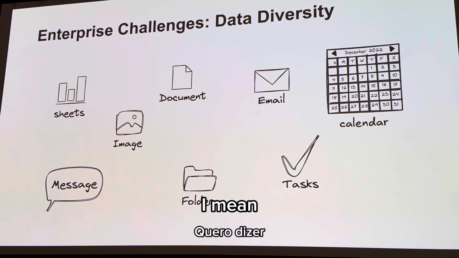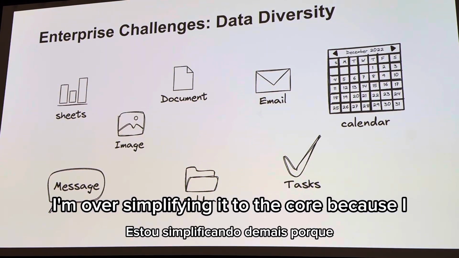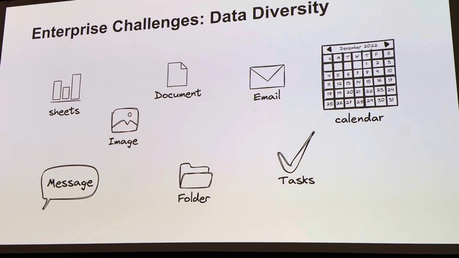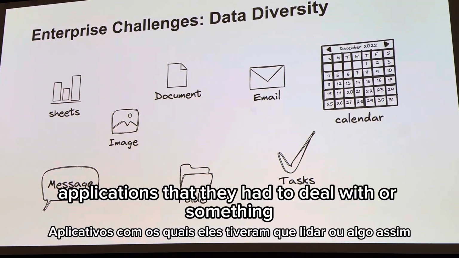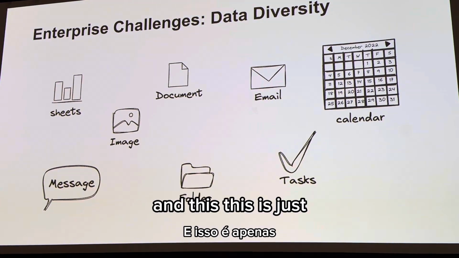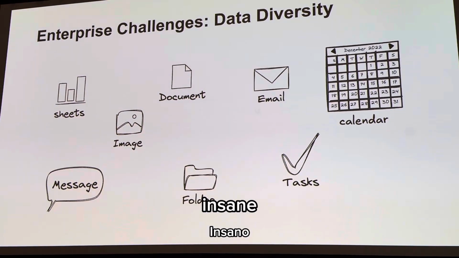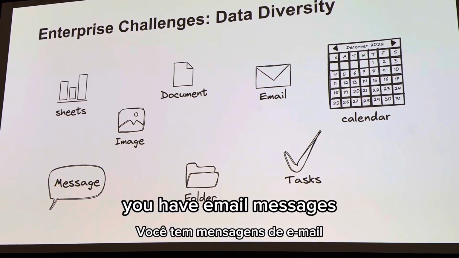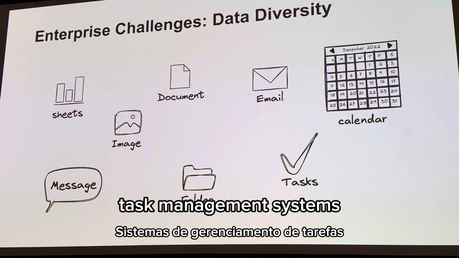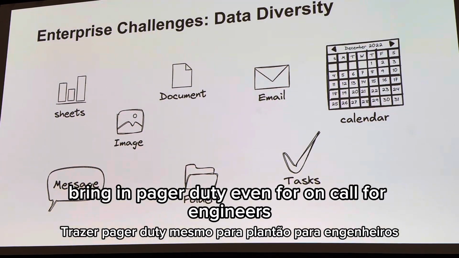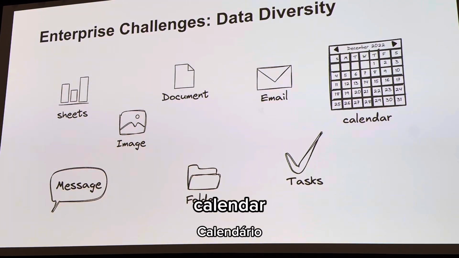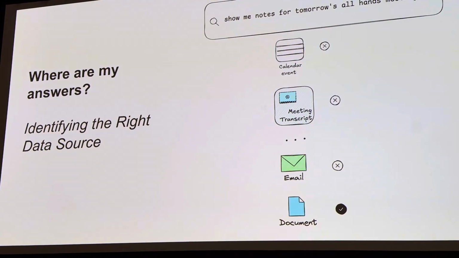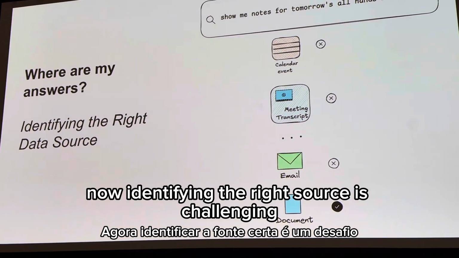I'm oversimplifying it to the core, because I heard from somebody while talking at GTC that some startup had like 2,000 SaaS applications that they had to deal with. This is just insane, the number of applications that we have to deal with, where your data sits. You have email messages, task management systems, bring in PagerDuty even for on-call for engineers, calendar, email, and whatnot. So in this system, identifying the right source is challenging.